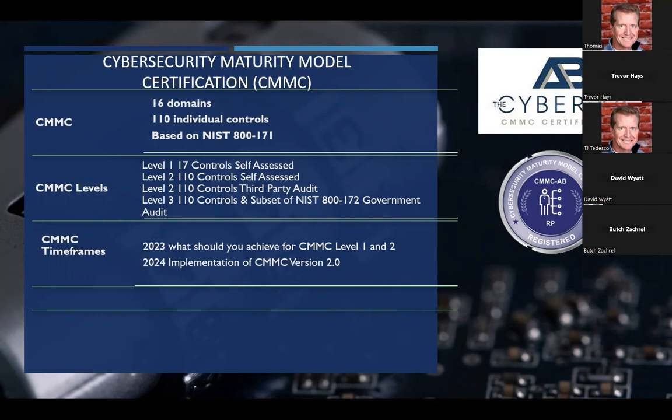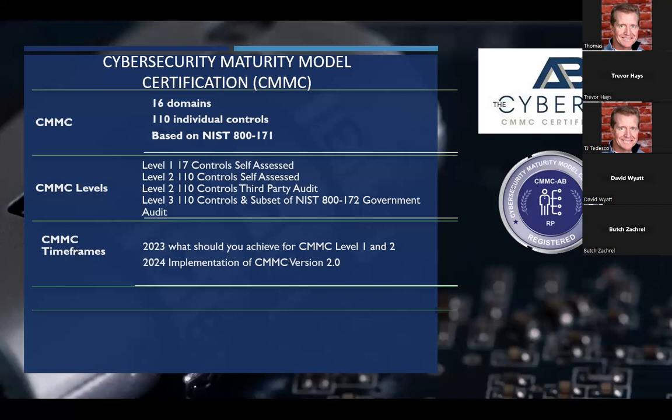CMMC timeframes. In 2023, we're telling our clients achieve level 1, get those 17 controls done. Shouldn't be that hard. And then work towards level 2 self-assessed. Now, once you're level 2 self-assessed, you can put that on your website. You can put that on solicitations you're answering today.